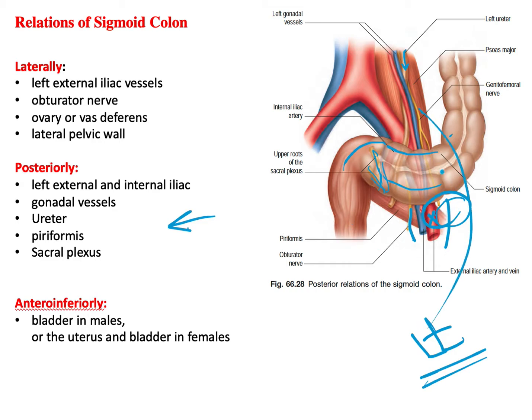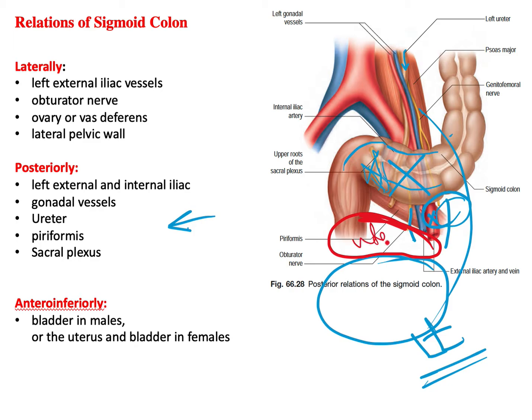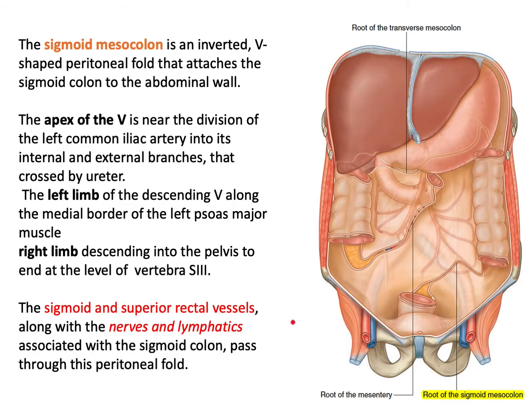But anteriorly, in the male you have the urinary bladder. But in the female, the female also has the uterus located here. So in the male, it's related to the posterior surface of the urinary bladder, but in the female it's related to the posterior surface of the uterus, right? Okay, so that was the relation of the sigmoid.